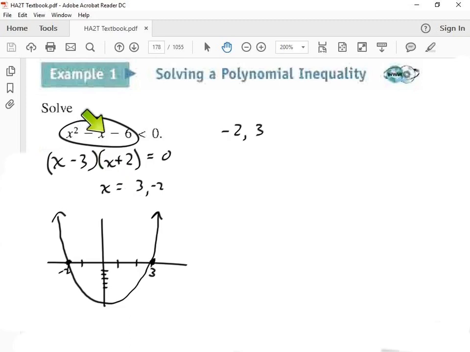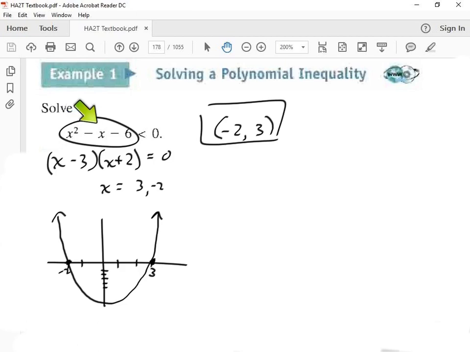Now, is it equal to or just less than? Because if I plug in negative 2, what do you get for the y value? You get 0. It's an x-intercept. That's what we found right here. We found the zeros. If I plug in negative 2, I would get 0, because negative 2 plus 2 is 0, and 0 times whatever you got over here would be 0. So negative 2 gives me 0, not something less than 0, so I'm not going to include that one. The same with the 3. Here's your answer.